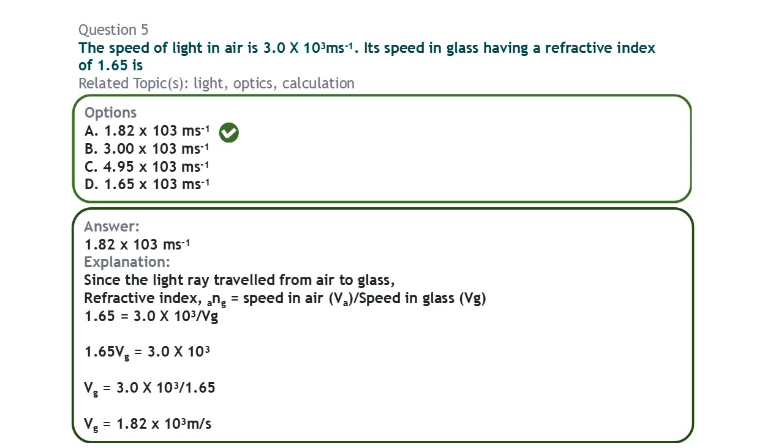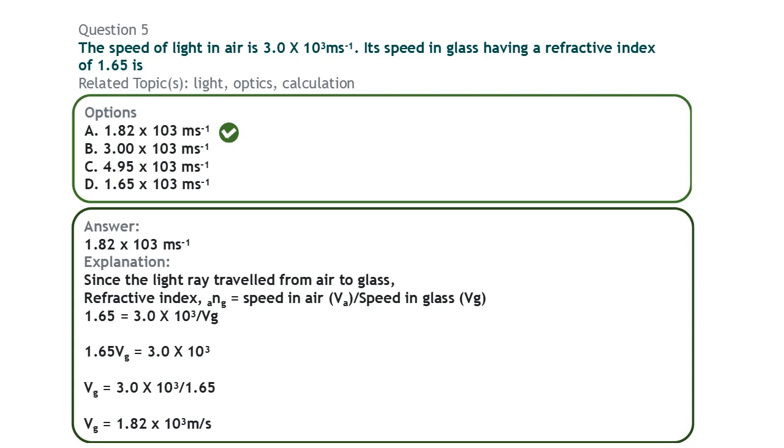And from the question, we have been given the refractive index as 1.65, so we say that is equal to the speed in air, which is 3.0 times 10 to the power 8 as given in this question, divided by the speed in the glass, which is what we are looking for. We just denote that as Vg. So next from here, we are going to cross multiply this Vg, since it is at the denominator here.